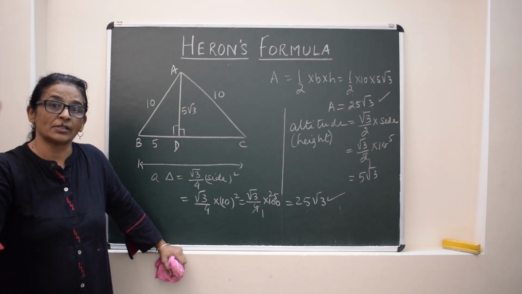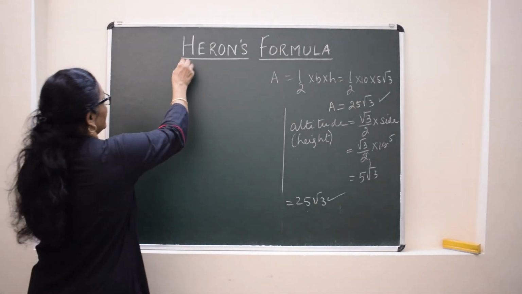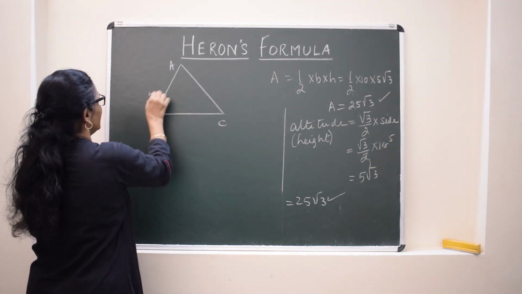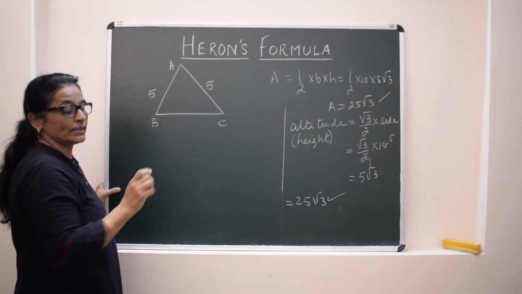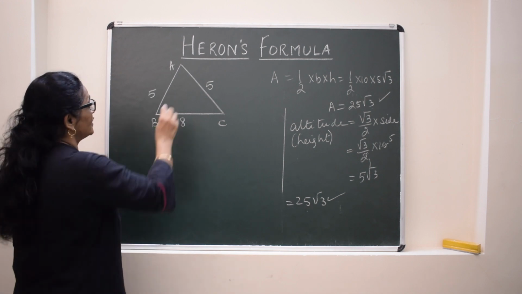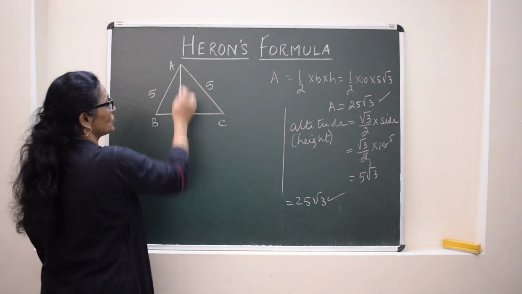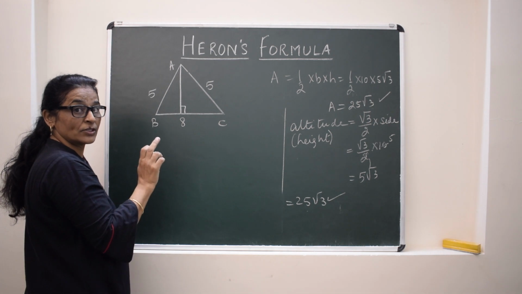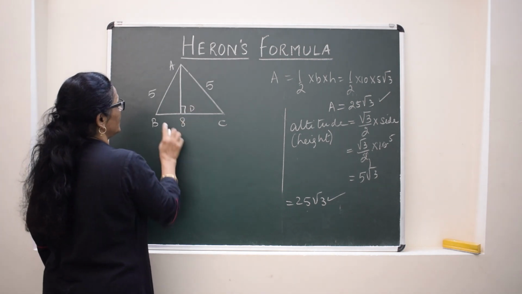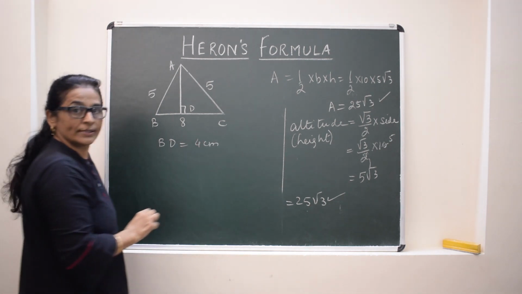But just think about a situation in which two sides are equal. Let them be 5 centimeters and the unequal side is 8. So here the height is not given, but we can calculate it. The height in this case will be the perpendicular dropped from this vertex to the opposite side, and according to the property of isosceles triangle, it will bisect the opposite side. So this AD, if it is bisecting BC, it means BD is equal to 4 centimeters.